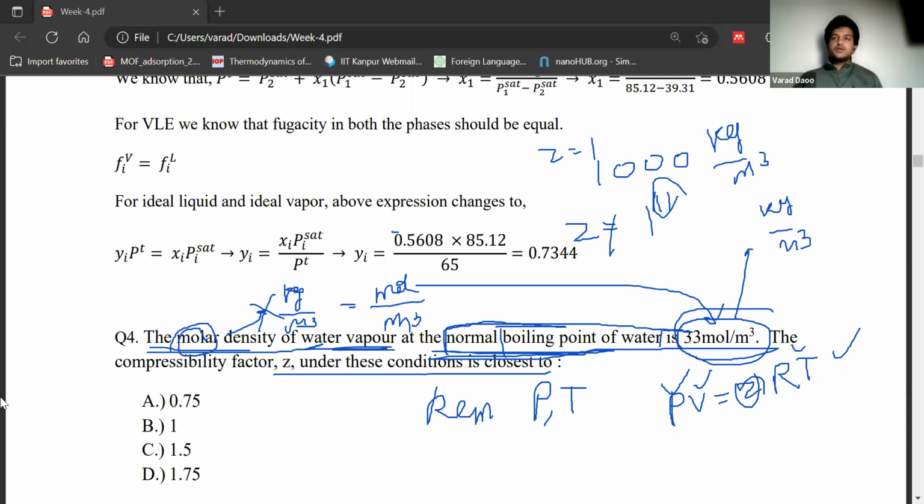Anybody has any question? Anybody solved? So I'll give you the answer. The answer is going to be this. If you solve by this method, you should get density approximately as 1000.